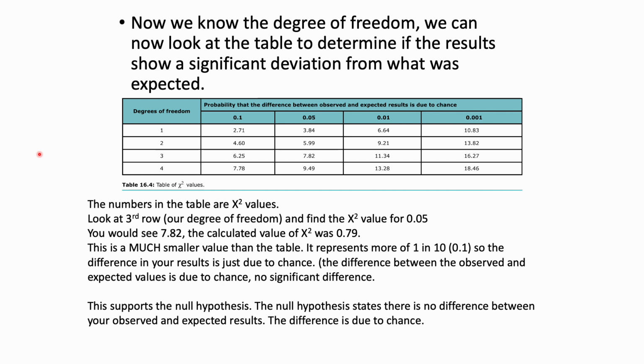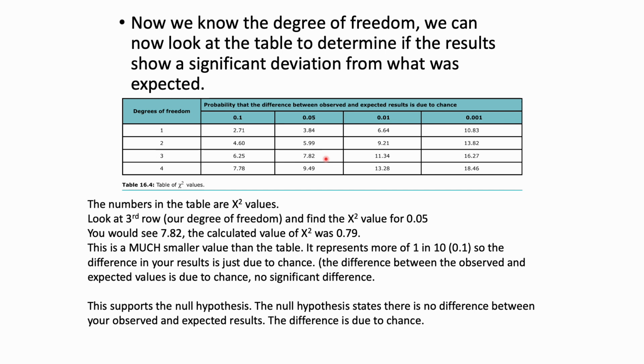Now we know the degrees of freedom. We can now look at the table to determine if the results show a significant deviation from what was expected. The numbers in the table are the chi-square values. Look at the third row, because we've determined that our degree of freedom was 3. And then find the chi-square value underneath the 0.05. So go across, here's the 0.05. So we come to 7.82. The calculated value for our chi-square was 0.79.